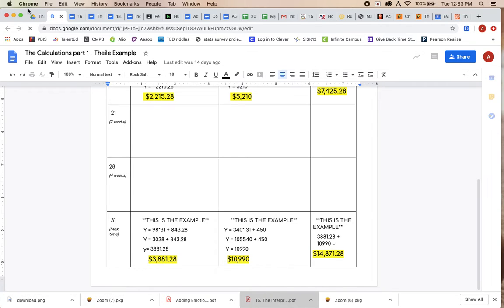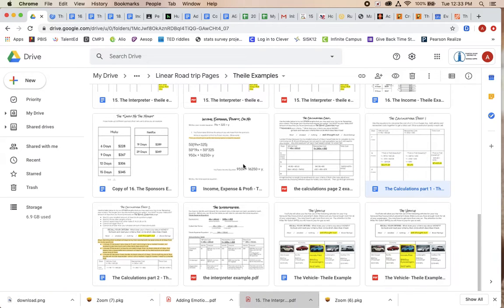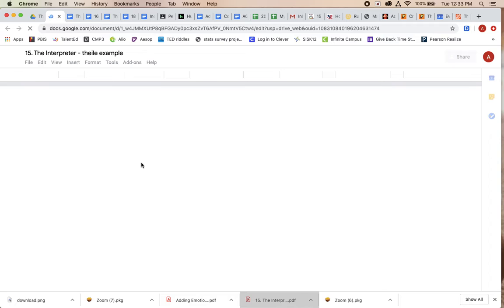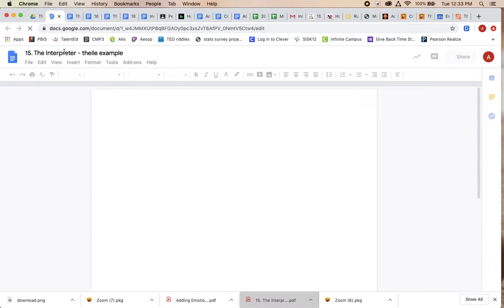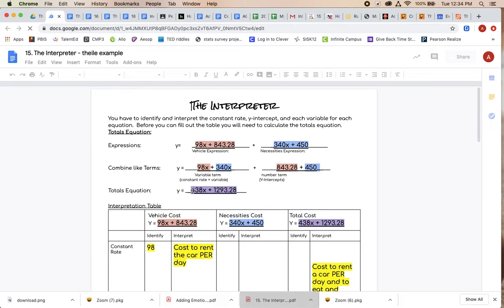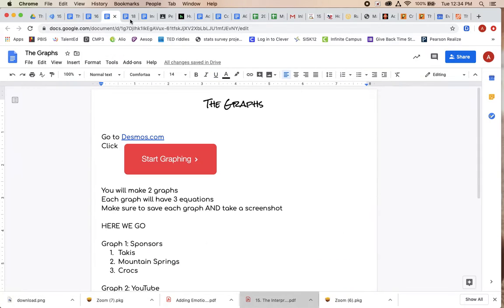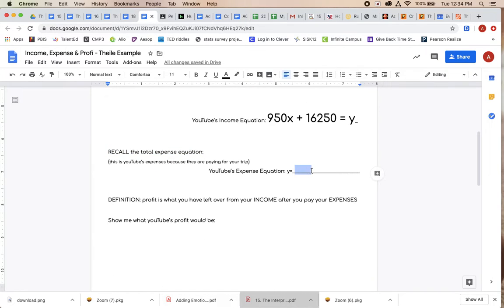No, here you don't make a totals equation. That is on the interpreter. So there we go, there it is. I find my interpreter page and I'm going to steal my totals equation straight from there. And there it goes.